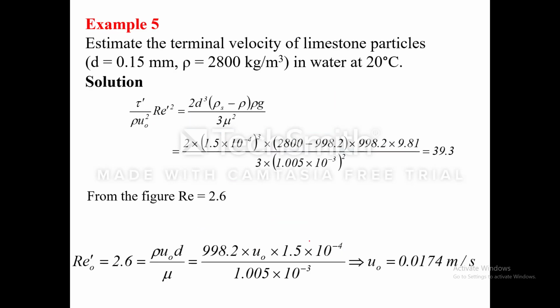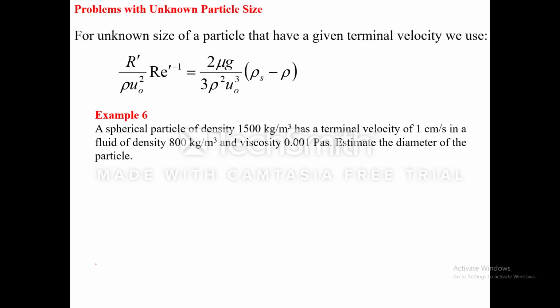Example 5: estimate the terminal velocity of limestone particles, d equal 0.15 millimeter, rho 2800 kilogram per cubic meter, in water at 20 degrees centigrade. So R dash over rho u naught squared times Re squared. R dash is the same as R naught. Also here 2 over 3, and this is no more than the Galileo number as we showed before. So we can compute this, it is 39.3. From the figure, Reynolds will be 2.6. So we can compute Reynolds, then compute the velocity.